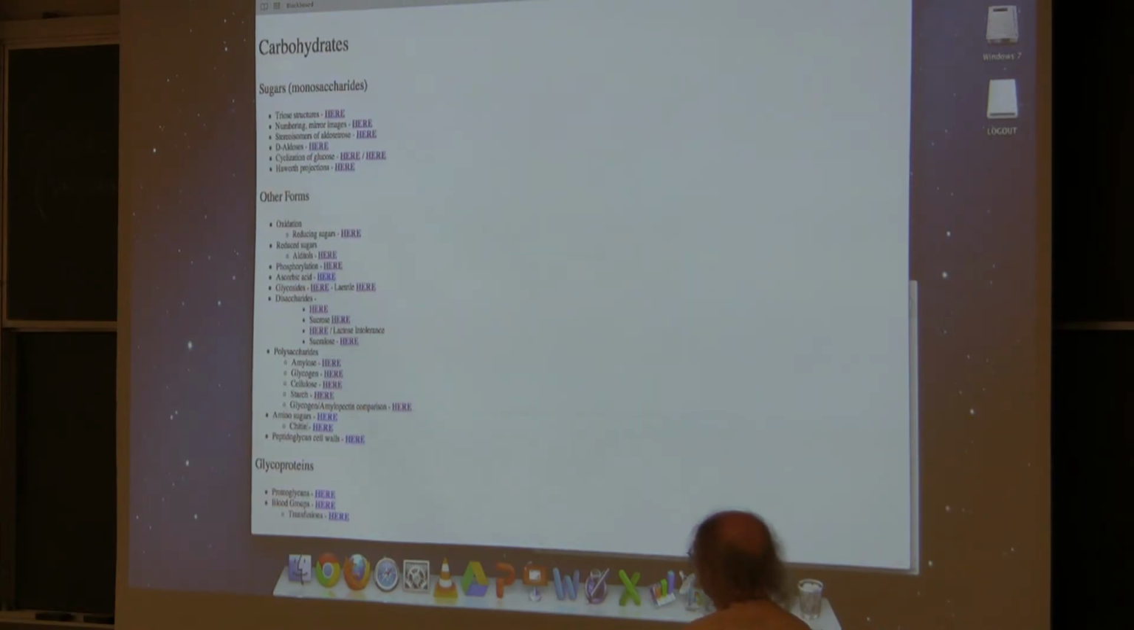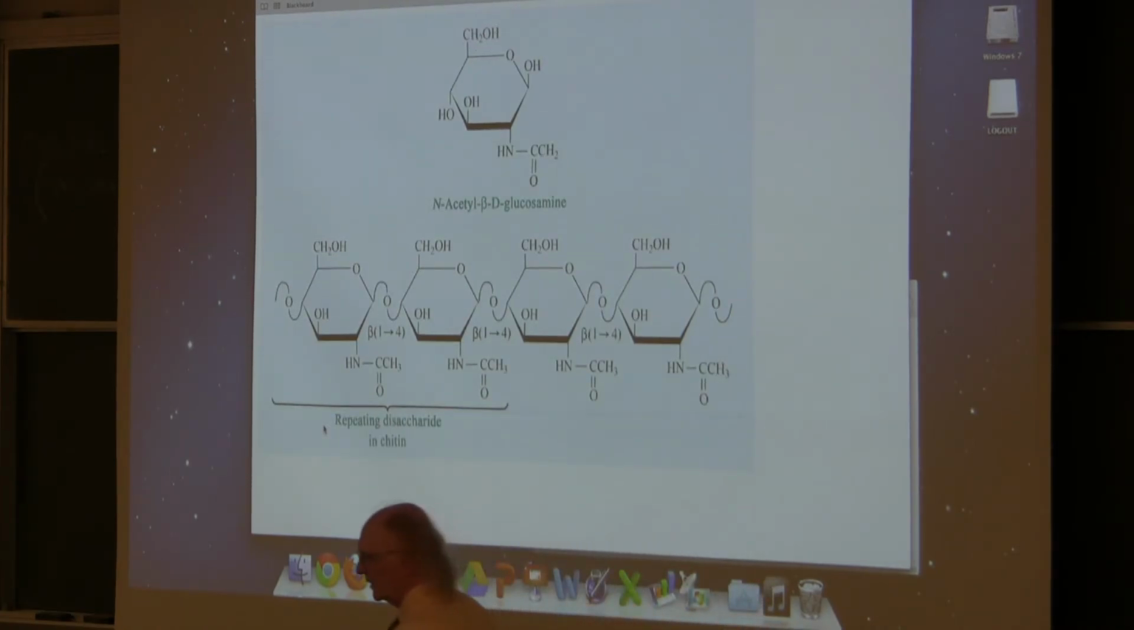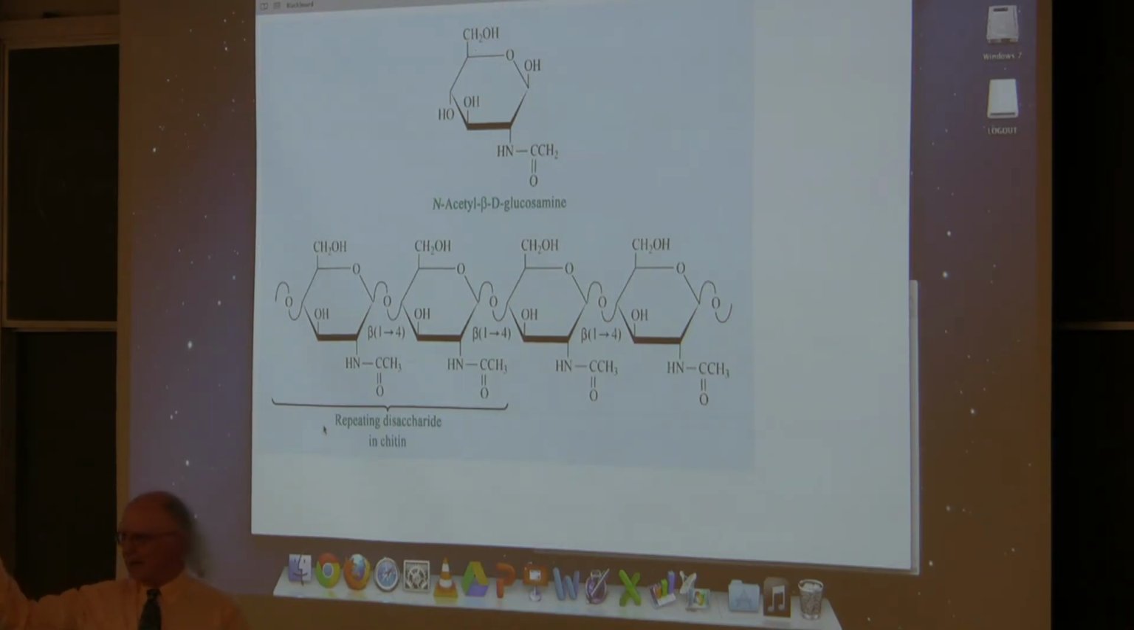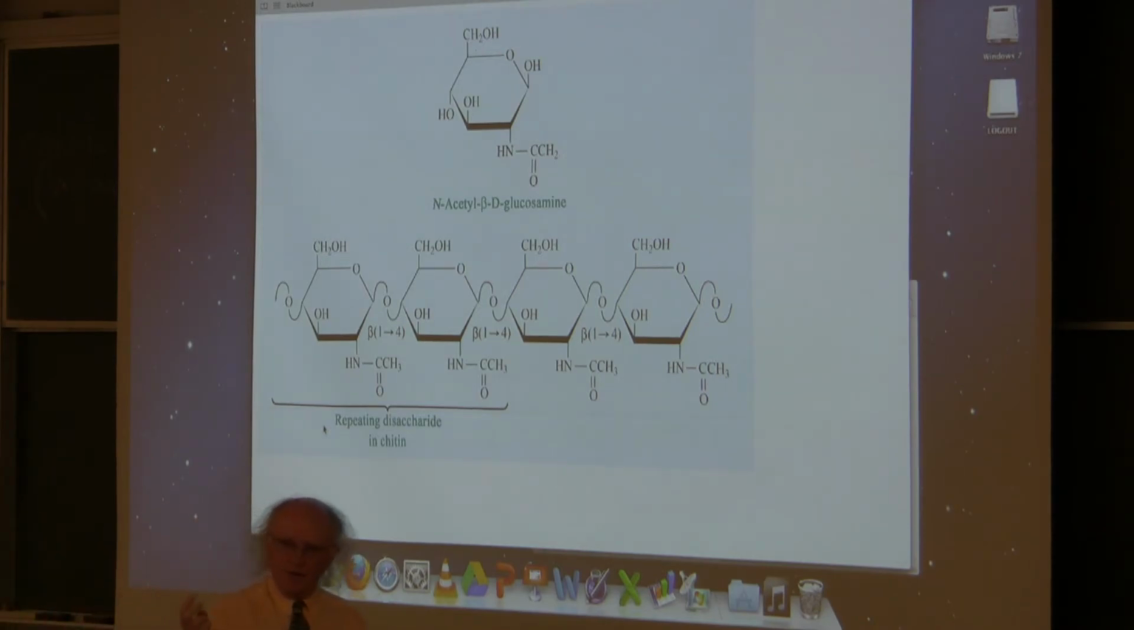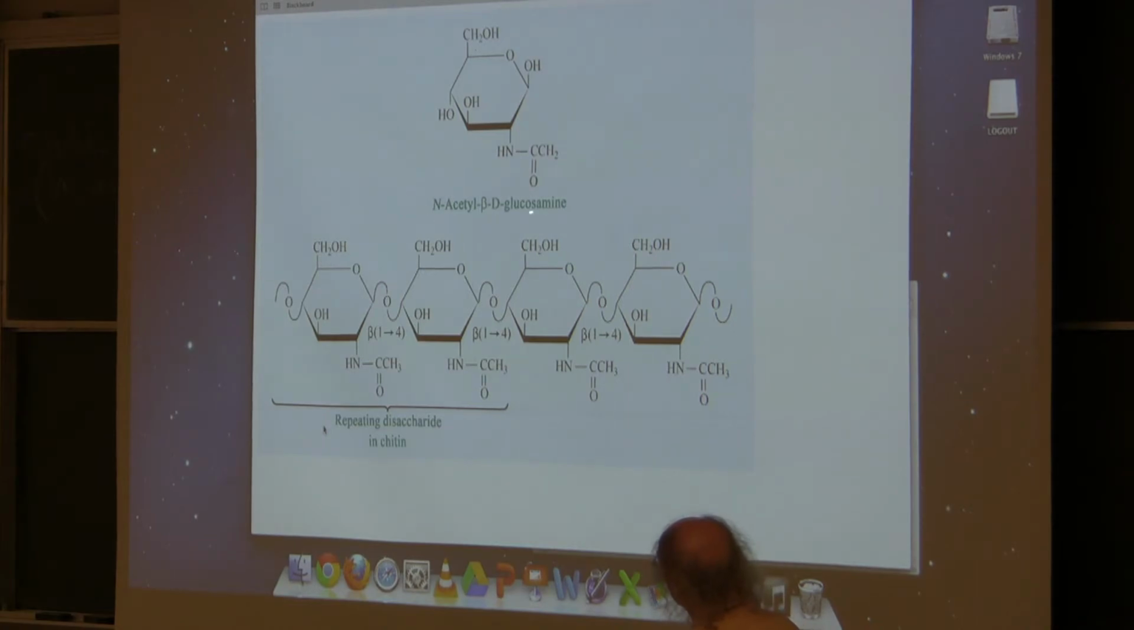The last things, I want to talk about one polymer that's not a polymer of glucose. This is called chitin. Anybody know what chitin is? The exoskeleton of insects, for example, is a polymer of this thing right here, N-acetylglucosamine.